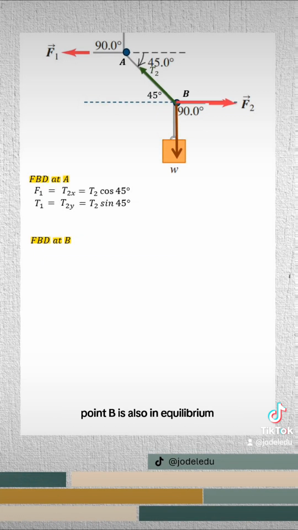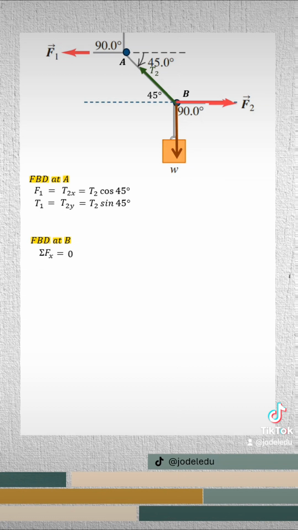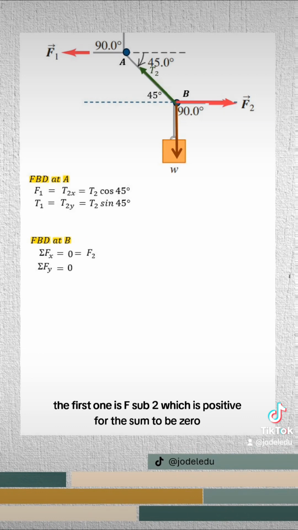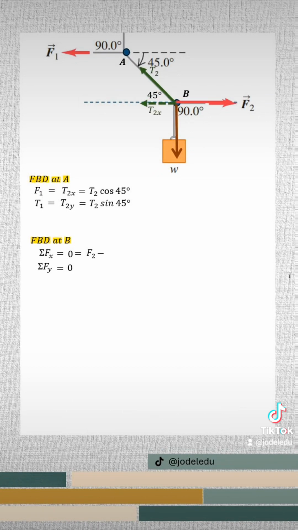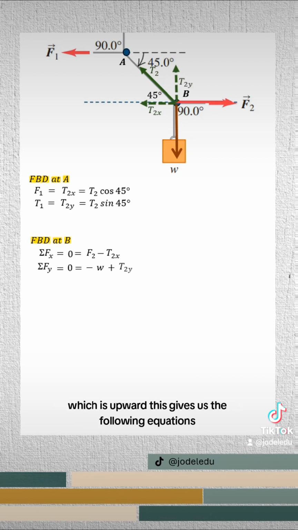Point B is also in equilibrium, so the sum of forces in the horizontal and vertical are both 0. Let's write the summation equation for them here. What are these forces in the horizontal at point B? The first one is F sub 2, which is positive. For the sum to be 0, this is countered to the left by T sub 2 through its horizontal component, T sub 2x. In the y-axis, the forces are the weight, W, which is negative. This is countered by T sub 2 through its vertical component, T sub 2y, which is upward. This gives us the following equations.